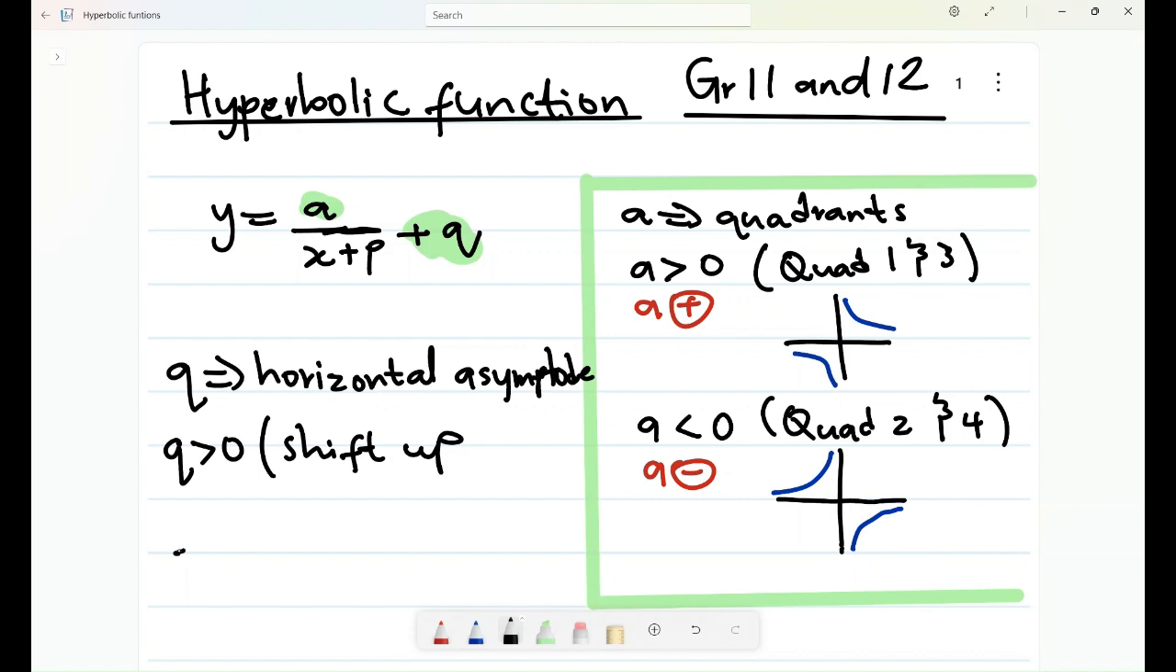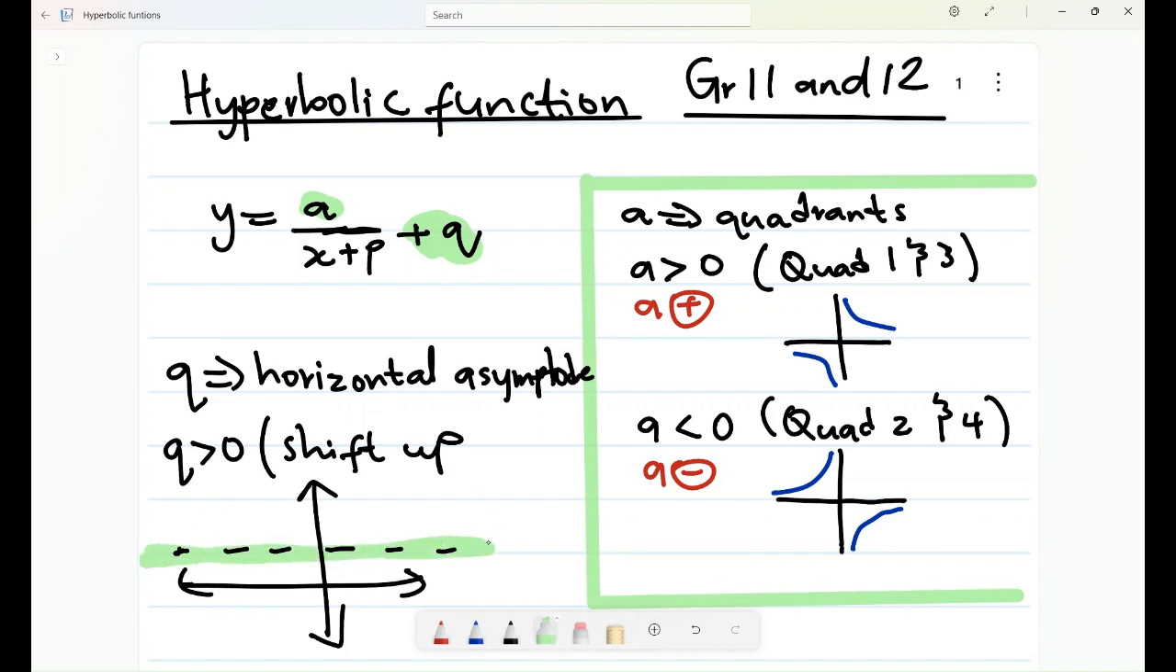This is our horizontal asymptote. It is this asymptote here. It is my horizontal asymptote. Why? Because this is horizontal. And we know if it is horizontal like this, it's going to move either up or downwards. It cannot move sideways. If it is a horizontal asymptote Q, it's going to shift upwards or downwards.